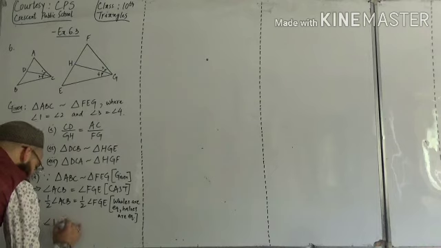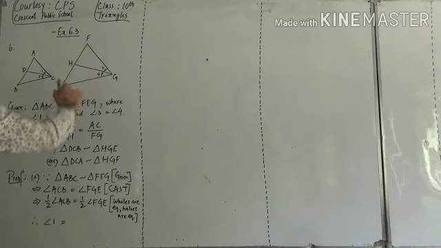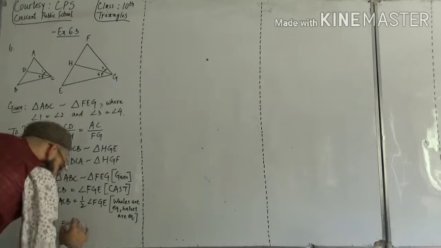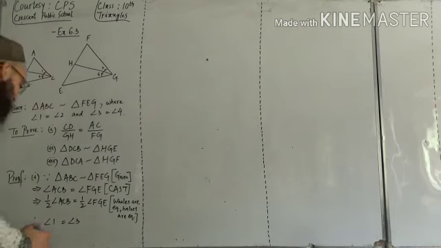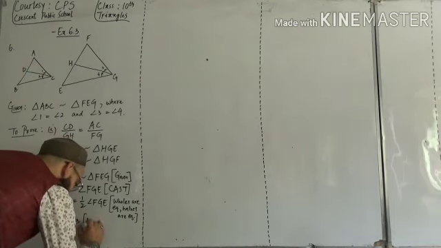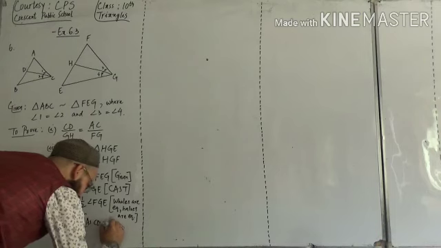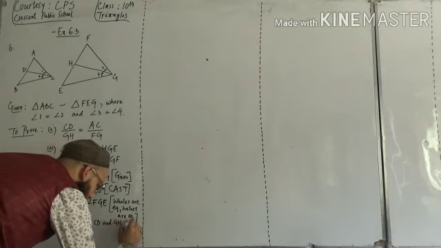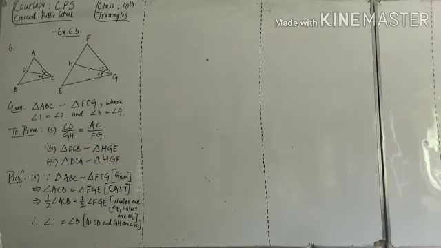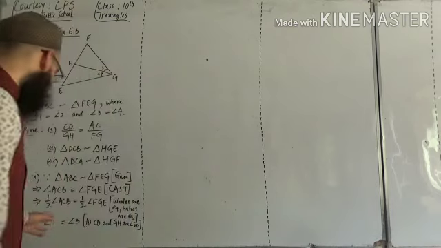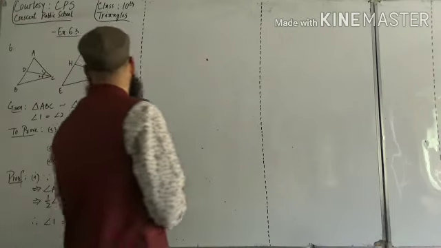Therefore, angle 1 is equal to half of angle G, which is angle 3. Why? Because CD and GH are angle bisectors. Got that one? So angle 1 is equal to angle 3.